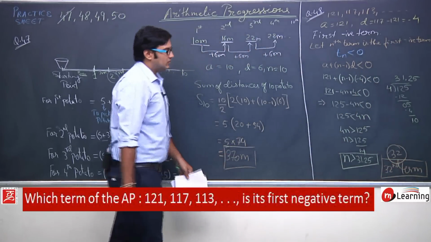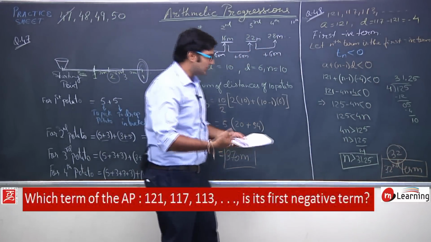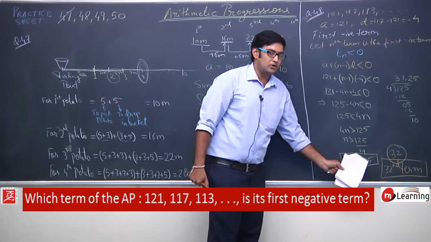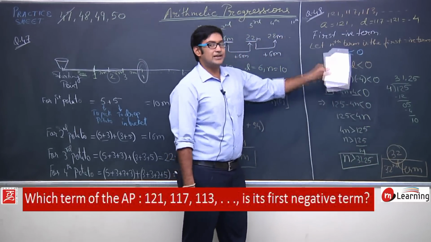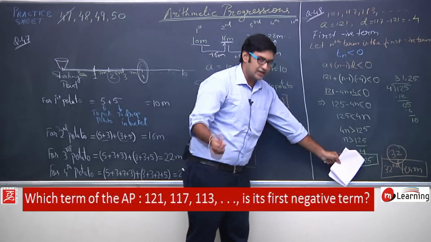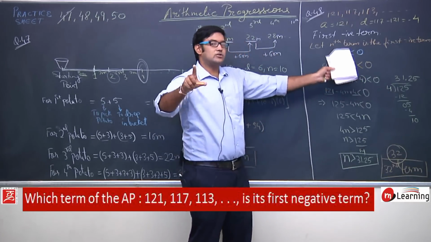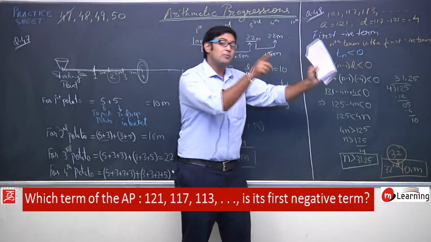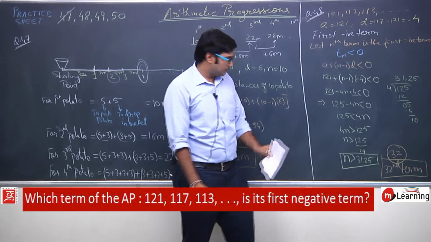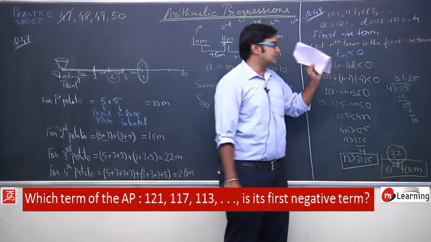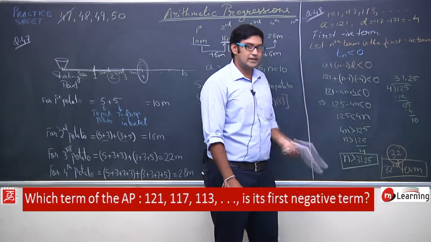The first negative term will be the 32nd term. It's because if n is greater than 31.25, then only Tn will be less than 0. If n is equal to 31, then Tn will not be less than 0. So that will be the last positive term of this series, and the 32nd term will be the first negative term.